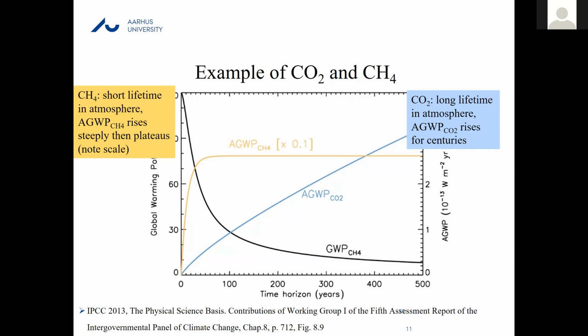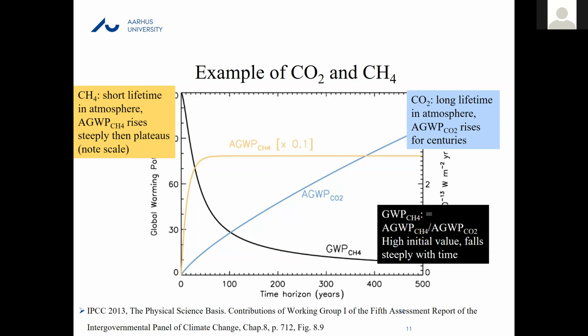However, as most of the methane is lost from the atmosphere within 1 to 2 decades, it quickly reaches a plateau. This we can see here. So from around this point, none of the methane remains in the atmosphere, so that we have a flat line. Since the global warming potential of methane is the ratio of its absolute global warming potential and the absolute global warming potential of CO2, it has a high initial value, and then that falls steeply with time.